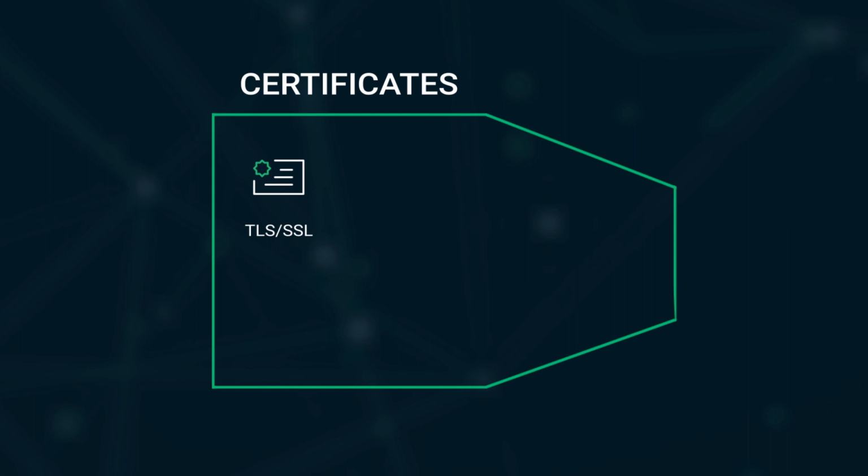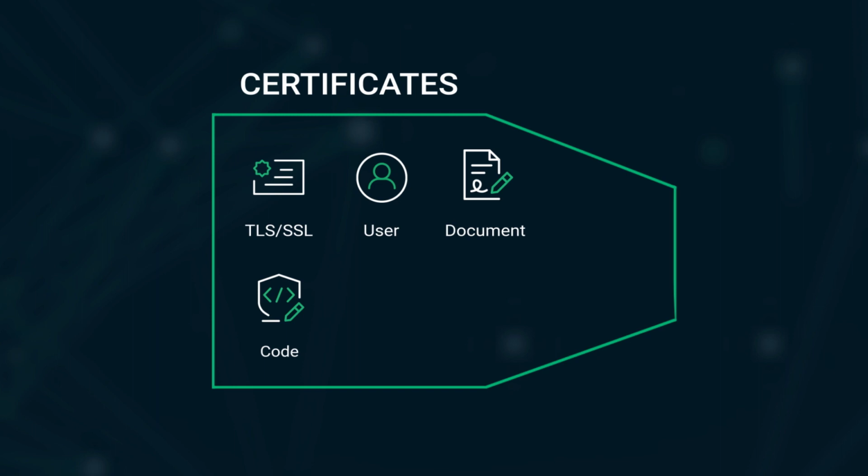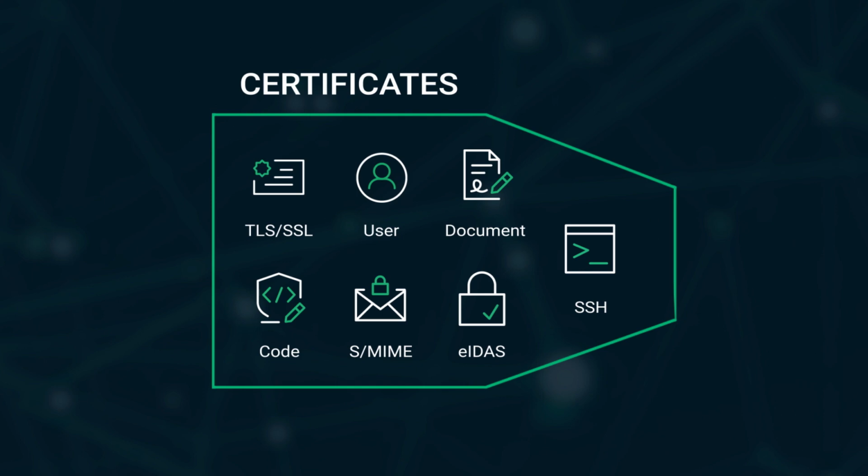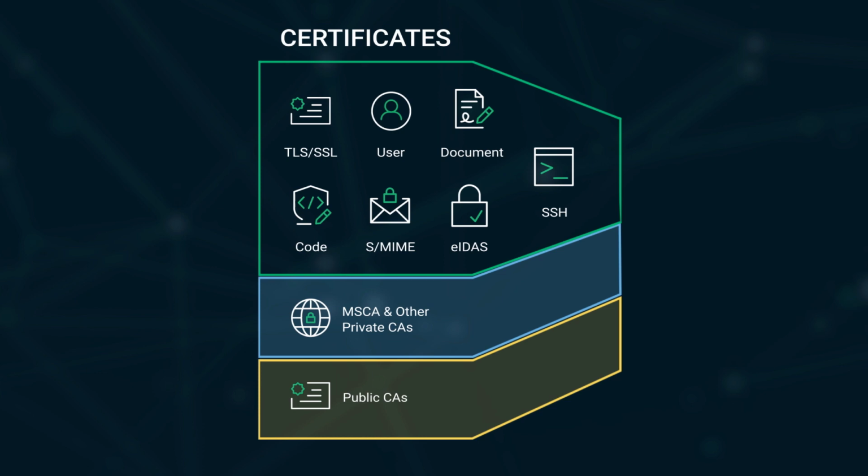Customers have a wide range of certificate options from Sectigo, including TLS and SSL certificates, user certificates, document signing certificates, code signing certificates, email certificates, eIDAS certificates, and SSH certificates. Customers can also maintain their existing investments in certificates received from other CAs, including their own private CA, Microsoft CA, or from other publicly trusted CAs.